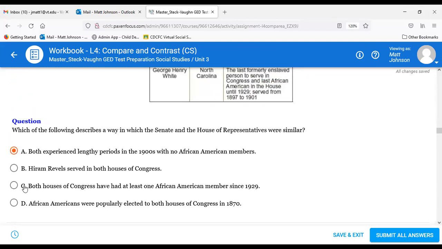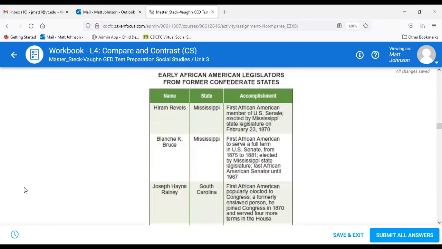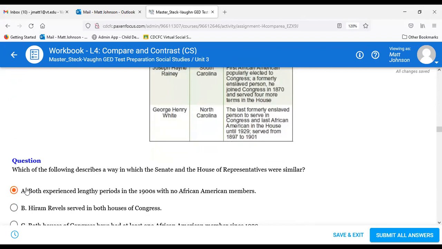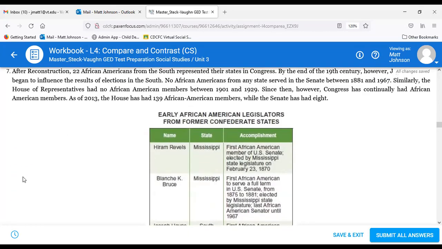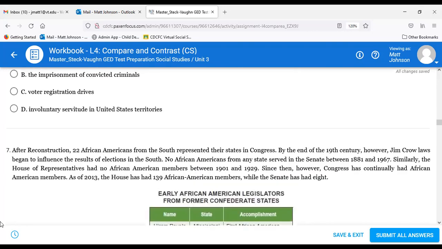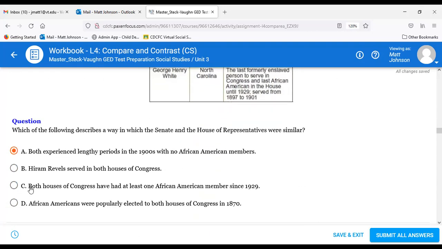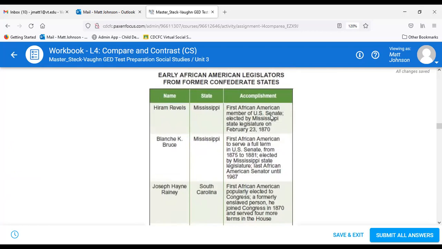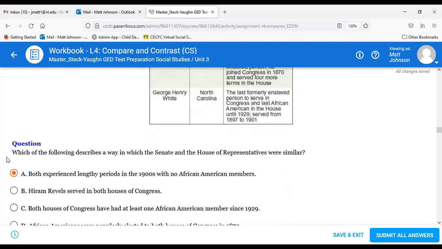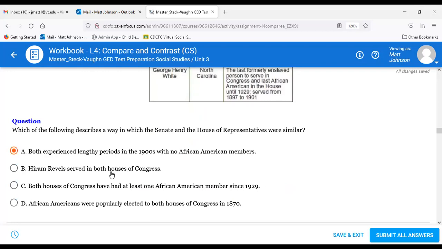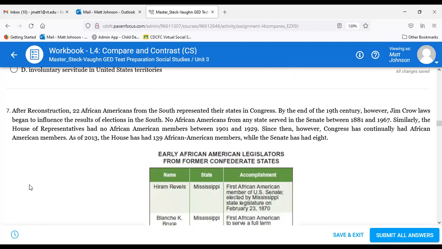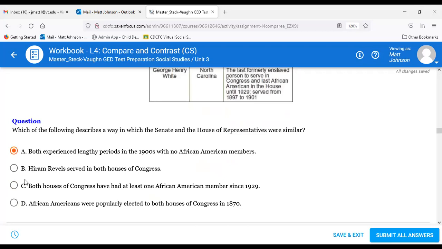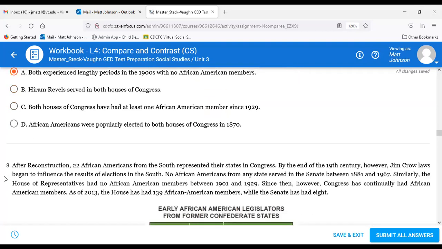Okay. I don't see the evidence of the answer on the table. It's not in the table necessarily. You have to look at the text and the table, and it's a bit of making an assumption, but you can eliminate some of those. If you looked at Hiram Revels, it says first African American member of the U.S. Senate elected by the Mississippi State Legislature, so you can rule that one out. Both houses of Congress having at least one African American member since 1929, we know that after 1929 there wasn't either. So this is one of those where you'll have to take a moment to review the information that's put there. All right, so seven is A.